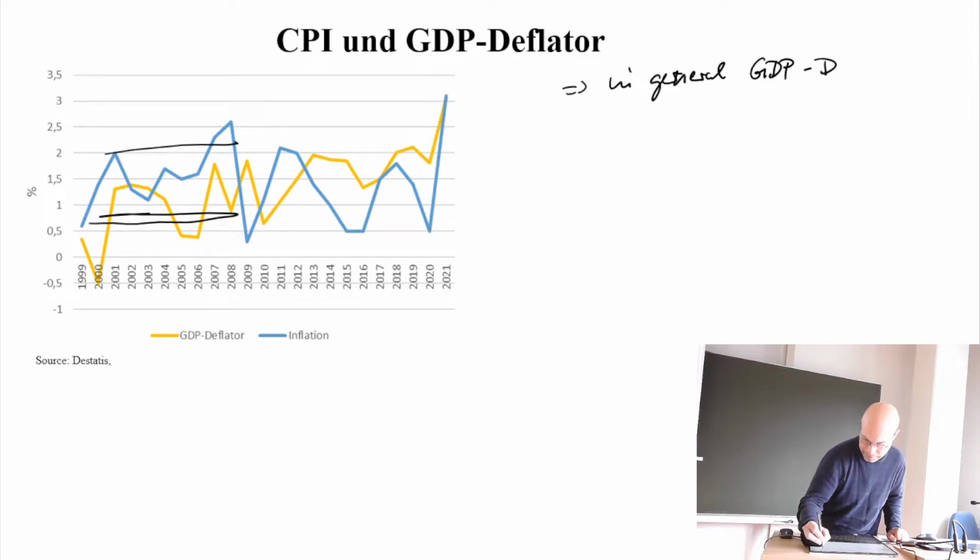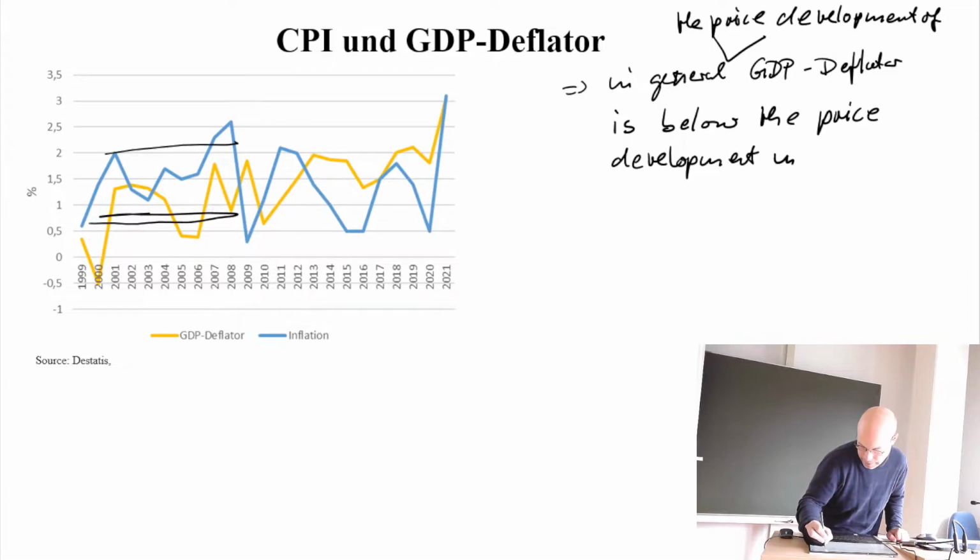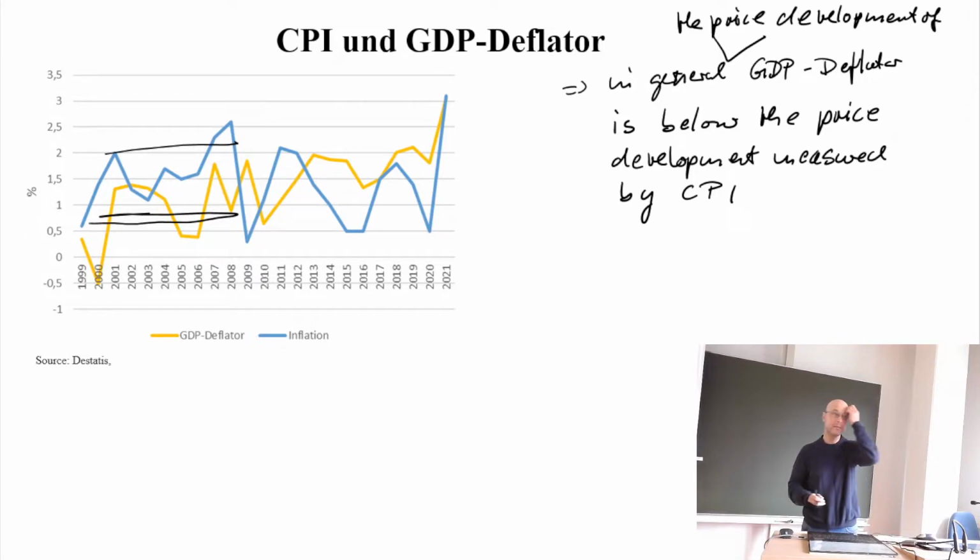GDP deflator, well, in general, the price development of GDP deflator is below the price development measured by CPI. And what does this mean?